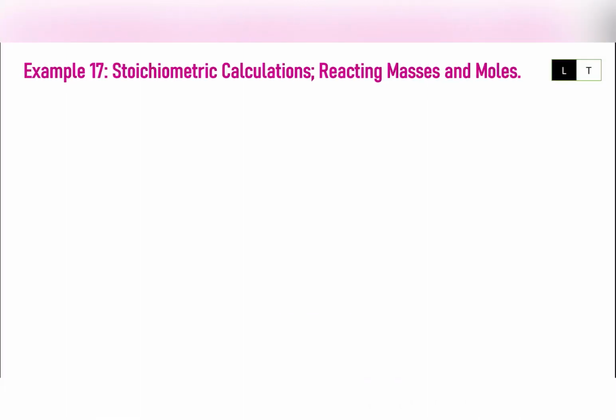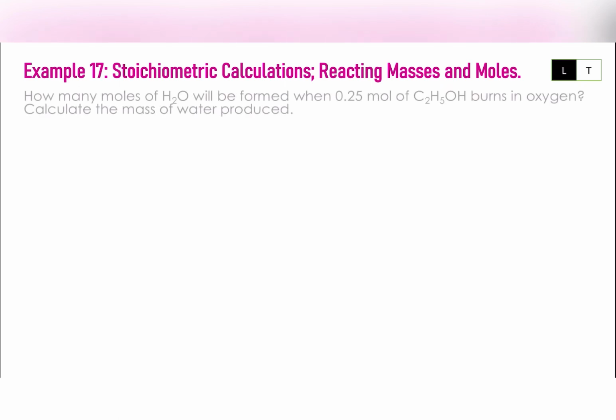Let's try another example, example 17, where you have to determine the moles of water that will be formed when 0.25 mole of ethanol burns in oxygen. So this is the molecular formula for ethanol, and you have to calculate the mass of water produced. So don't be afraid, please write the chemical equation first. So you have ethanol burns in oxygen. So you put the chemical formula for them.